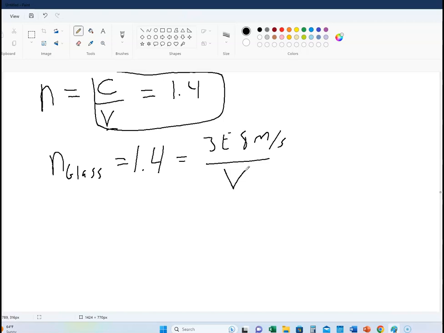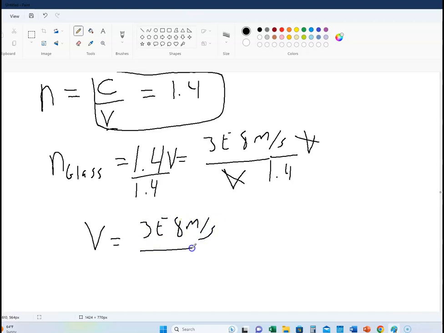If I want to figure that out, I just multiply both sides by v, and so there's v, and then I'll put a v right here. The v's cancel, and then I'm going to divide both sides by 1.4. There we go. So the velocity is going to equal 3 times 10 to the 8th meters per second divided by 1.4.